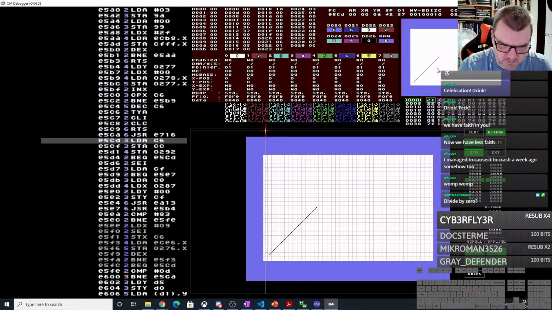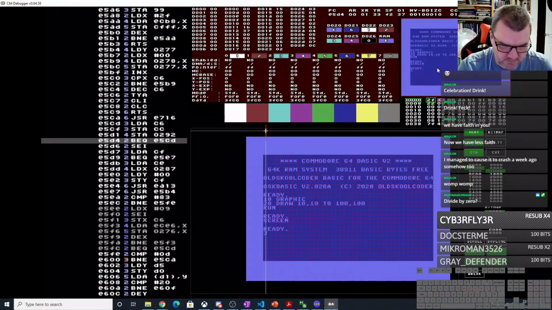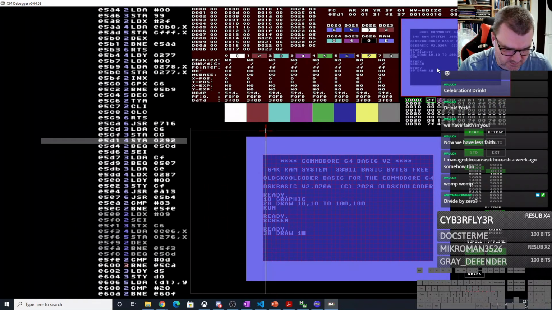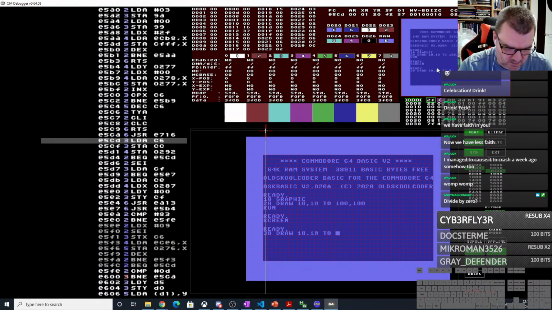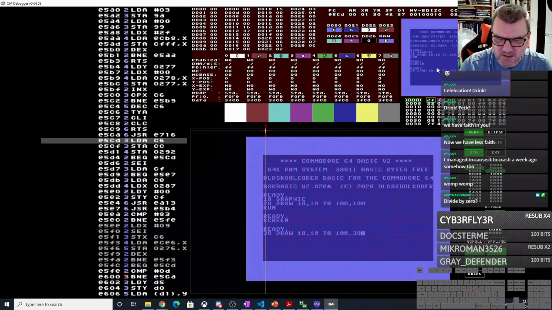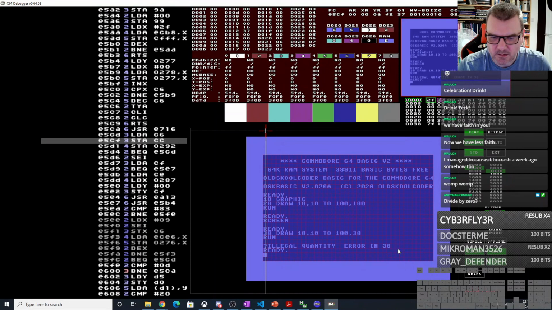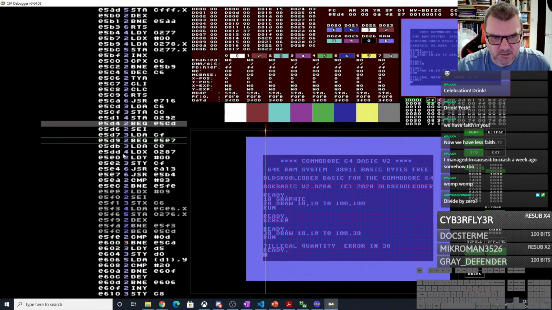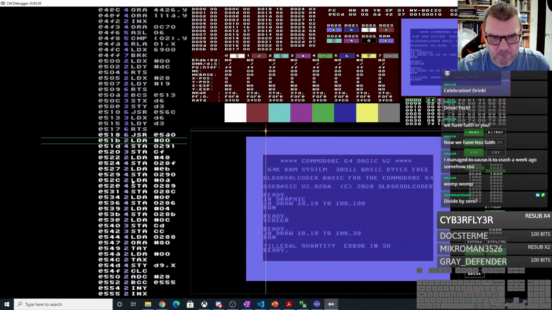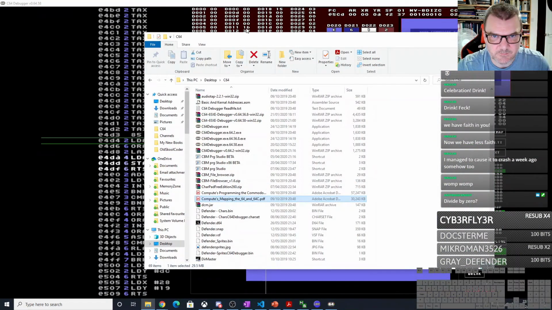Run. Yes. Right. 30 draw 10,10 to 100,30. But it didn't break, did it? The breakpoints have not been set. Right, let's see if we can get this thing to break. I need to find where to put the breakpoint.